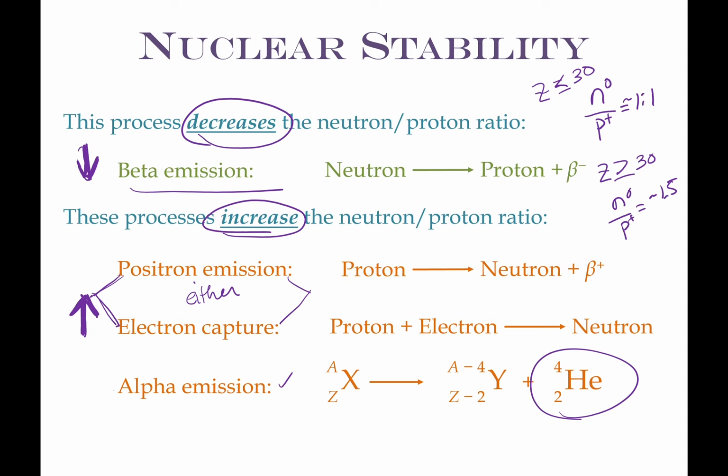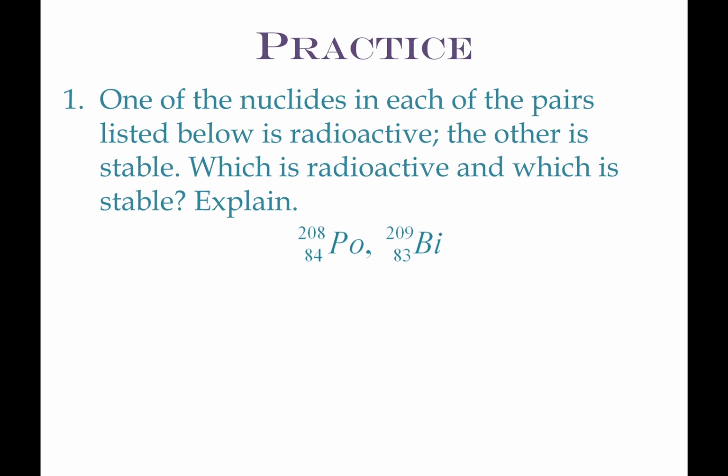And if you remember when we talked about this in class, we talked about practice. Try taking a helium nucleus away and see what that does to the ratio. Try doing either of these two and see what that does to the ratio, and that's how you can tell. So practice. One of these nuclides in each of the pairs listed below is radioactive. The other is stable. Which is radioactive and which is stable?